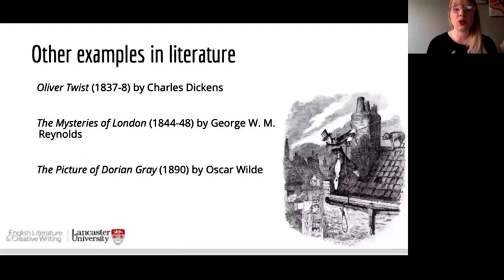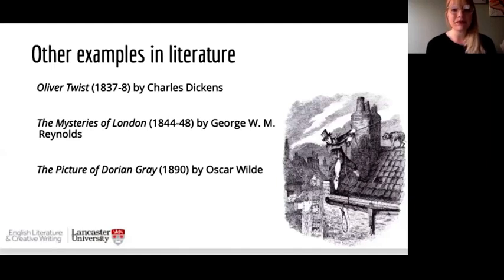So the second thing you asked was if you could think of any other examples. Here I have some Victorian examples. So we have Oliver Twist by Charles Dickens, 1837 to 38. Dickens uses the city to show this sense of vulnerability in Oliver Twist, and there are obviously all those connections to crime in those areas.